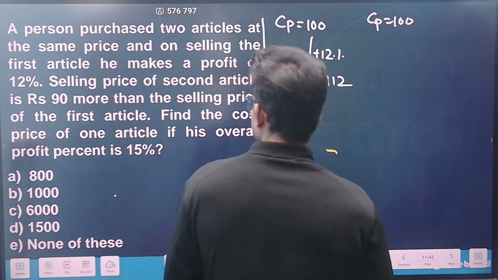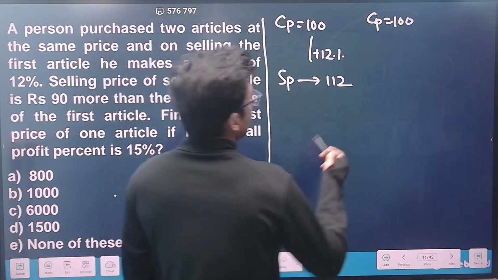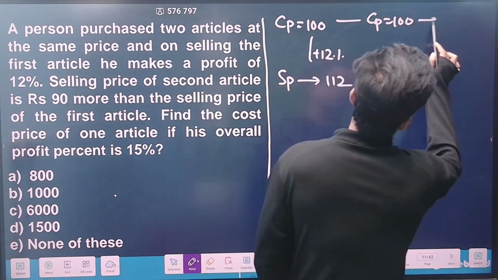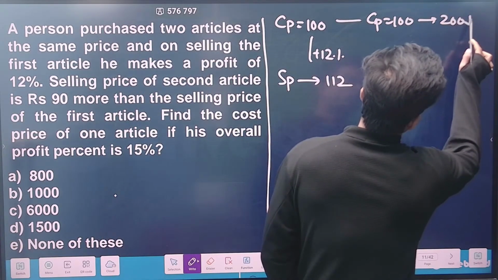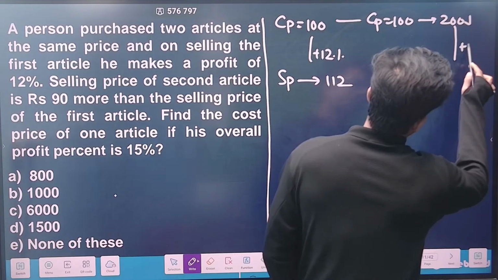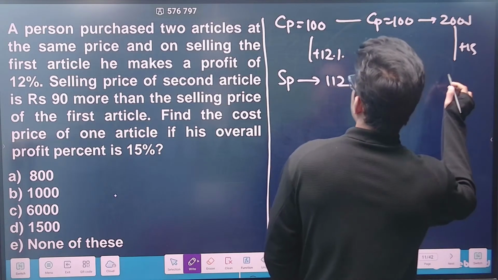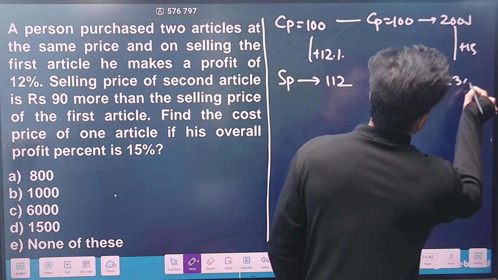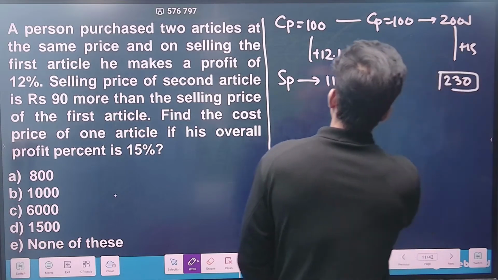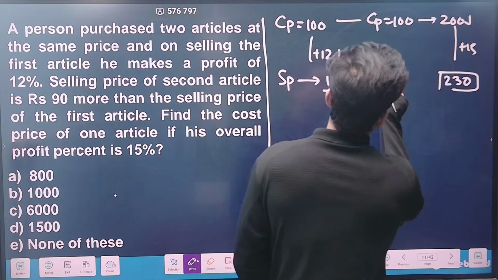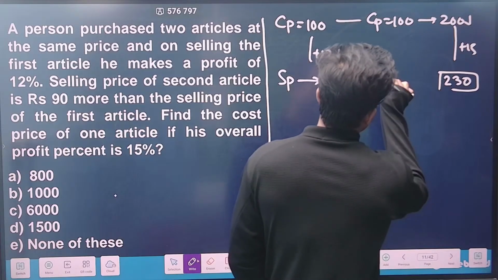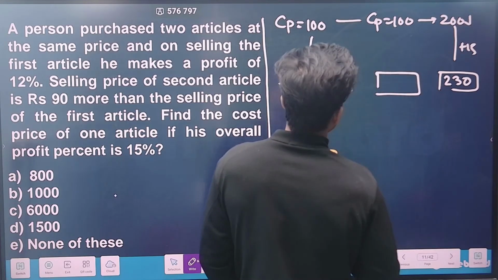The selling price of the second article is 90 more than the selling price of the first. Find the cost price of the article if the overall profit percentage is 15%. So now the overall cost price is what? 200. Now overall he's having a profit of 15%, so it becomes 230. Now overall is 230, one is 112. The other selling price would be how much?